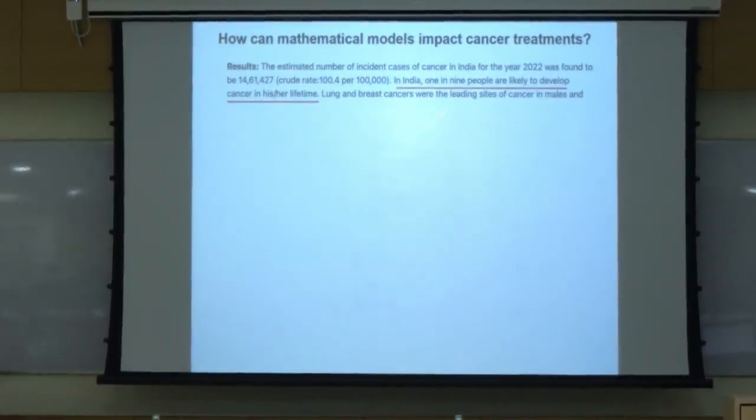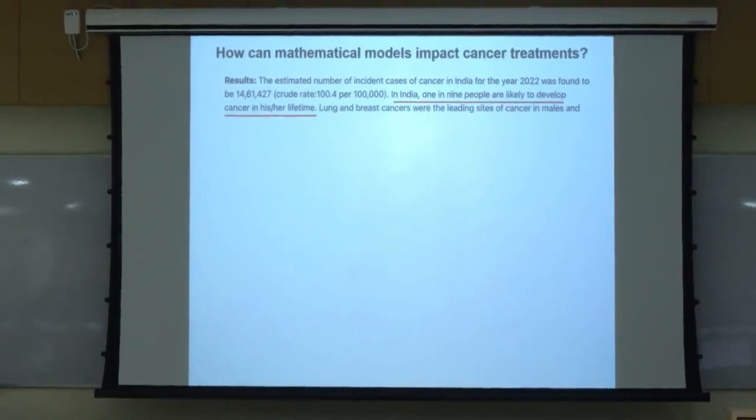Just summarizing this, and why should we be looking at this? According to the latest estimates, in India, 1 in 9 people are likely to develop cancer in their lifetime. That is the estimate from the Indian Council of Medical Research. And given the number of cases that are going to happen, we still don't have better therapies out there.